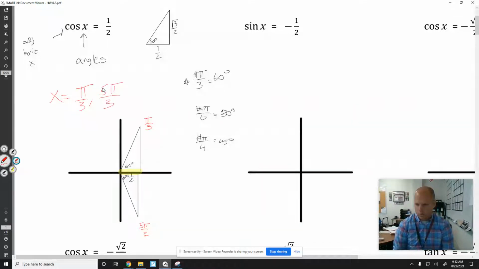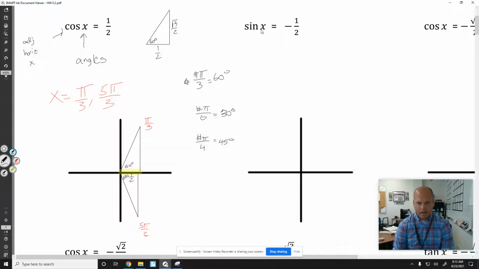I'll kind of go between both of them as I go through these problems. So just be ready for that. So let's do the second way.